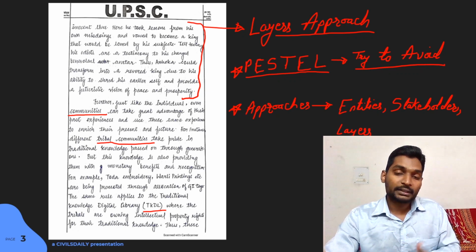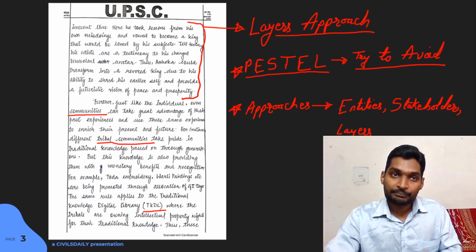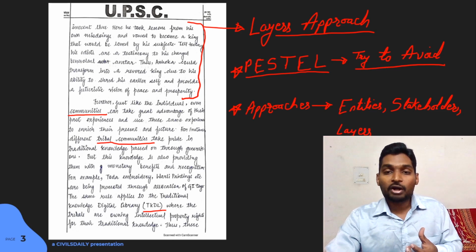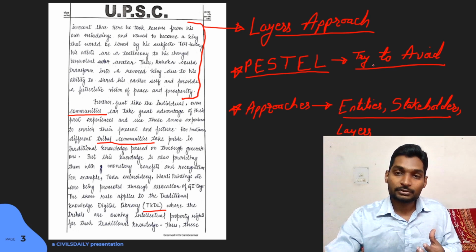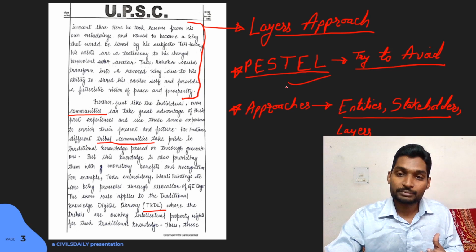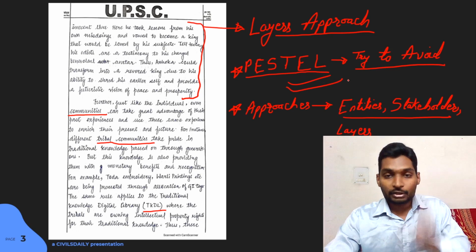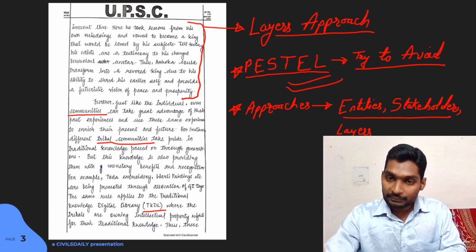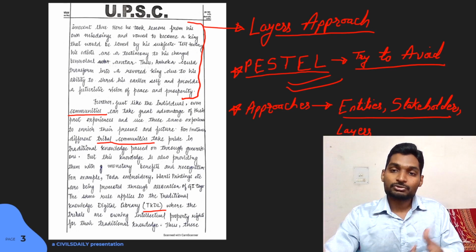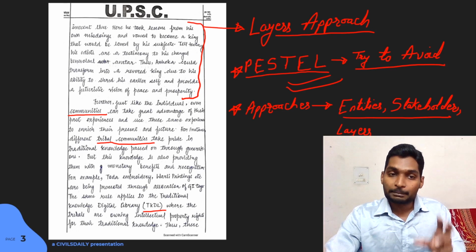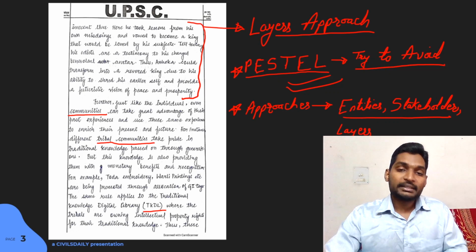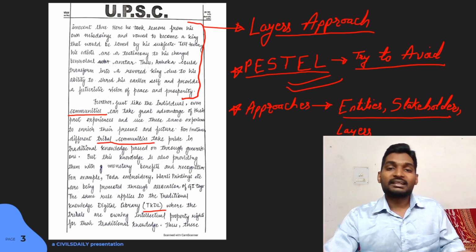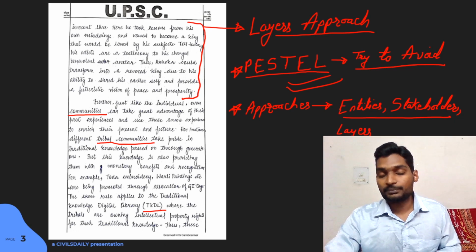If the topic so demands, or if you are not well versed with the other approaches that I'm going to talk about, then you have no other option but to use the PESTLE approach. So the road to the PESTLE approach is open, but our motive is to try to avoid it as much as possible. So if we are avoiding the PESTLE approach, what other approaches can we use?